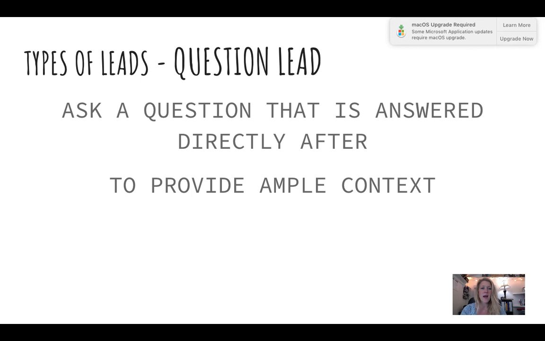A question lead asks a question that is answered directly after. This is to provide ample context for the lead. An example of this would be: Is Trump's new budget proposal able to fix our debt crisis? The next sentence would highlight the proposed cuts and allow the reader to understand how the budget would level out debt.